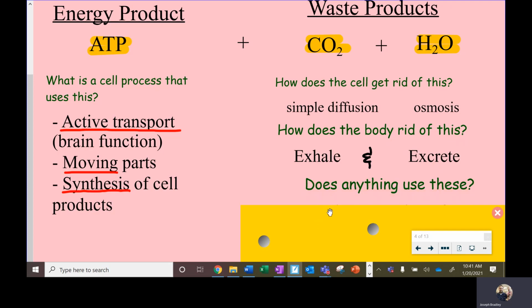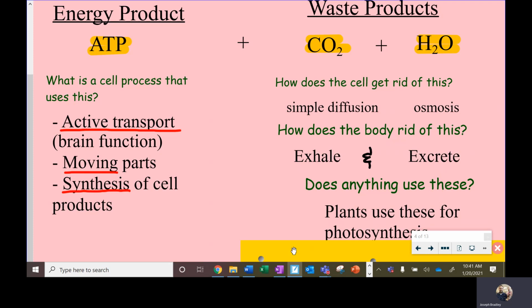Does anything use CO2 and water? Sure, plants use these for photosynthesis. We have what's called a carbon and oxygen cycle, and that's what our Your Food and You activity showed, that both these things work together.